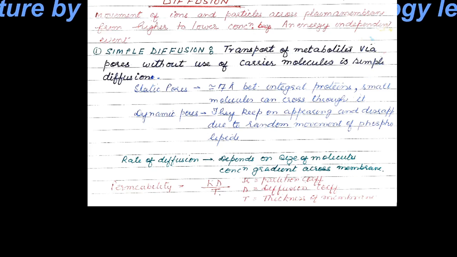An equation is given. What is the permeability? Permeability is equal to K into D upon T. This K is the partition coefficient, D is the diffusion coefficient, and T is the thickness of the membrane.